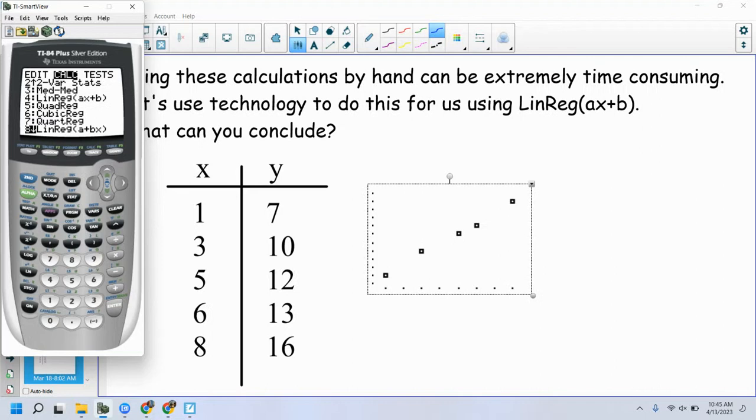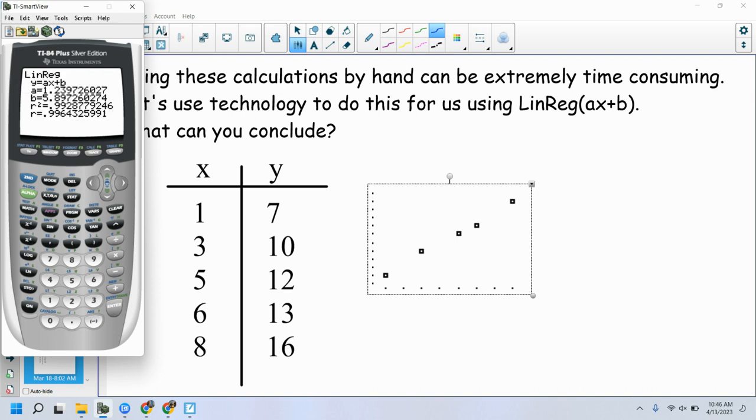They're just ordered differently. It doesn't seem like it would matter. There's natural log regression. There's exponential regression. There's a power regression. A logistic regression. Sinusoidal regression. All sorts of fun stuff. Let's go back up to choice 4. Let's just pick randomly. Linear regression.